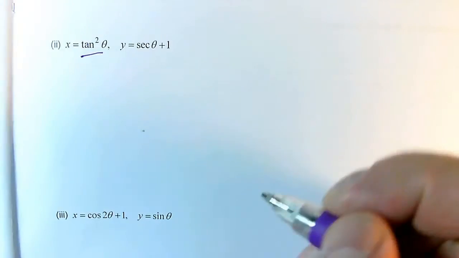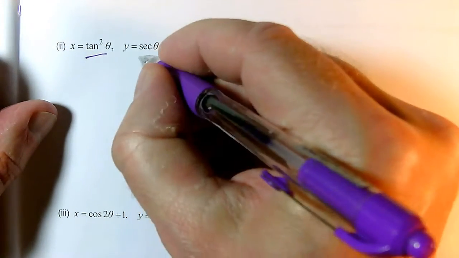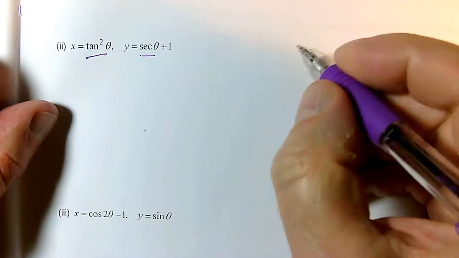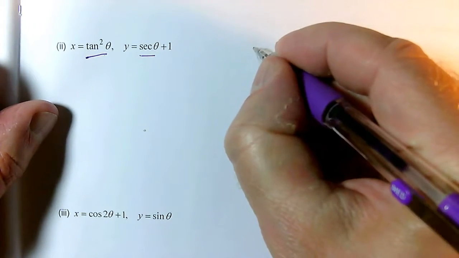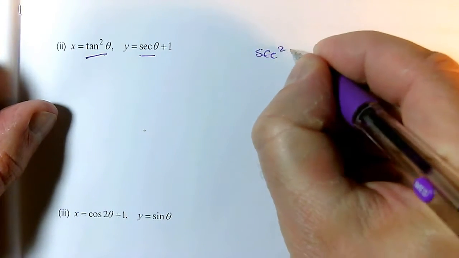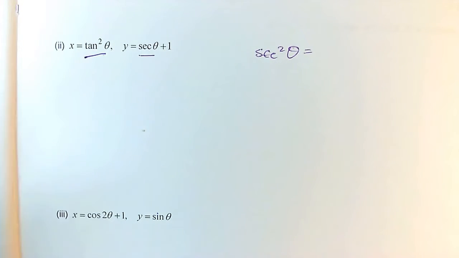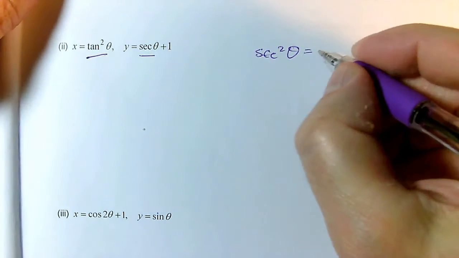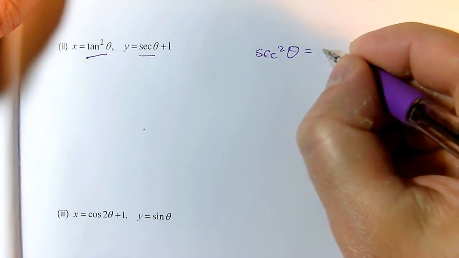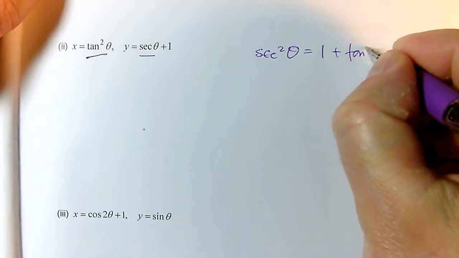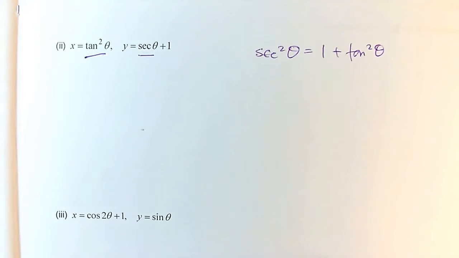Okay, so that's a clue about the kind of thing we have to do here. I can see that x includes tan and y includes sec theta. So what links those? Well, you should know that sec squared of theta equals, what's the identity? Come on. Okay, you should have got written down that sec squared theta is 1 plus tan squared theta. Okay, you need to learn those.